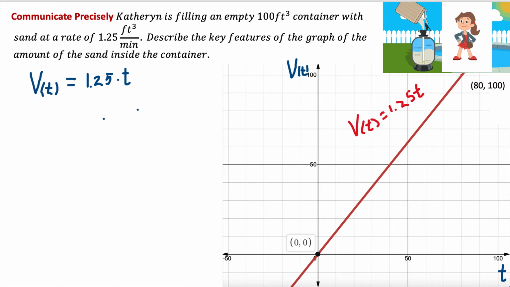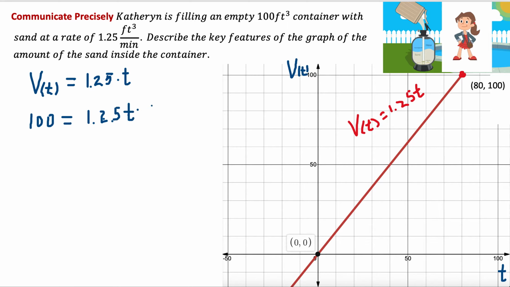And as we see here, at 80 minutes, it means Catherine can fill up the container of 100 cubic feet. But if we want to find it out analytically, instead of the volume we write 100. It means we want to know at what time we can fill up 100 cubic feet. So here is 1.25, and now we are solving for time t.